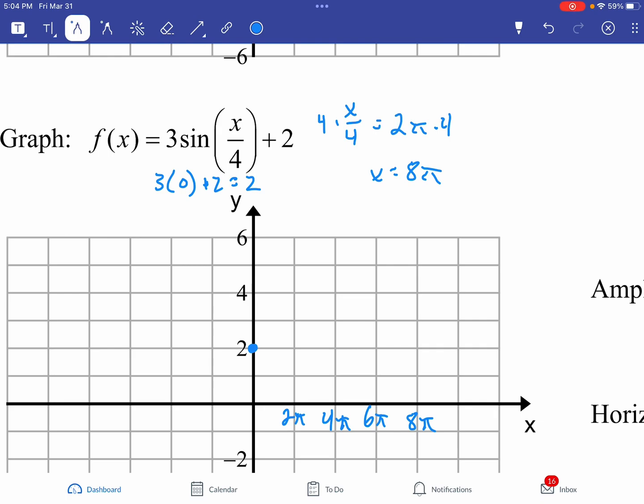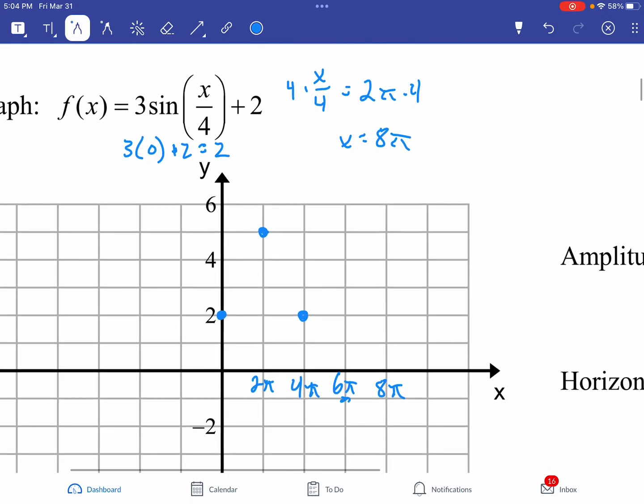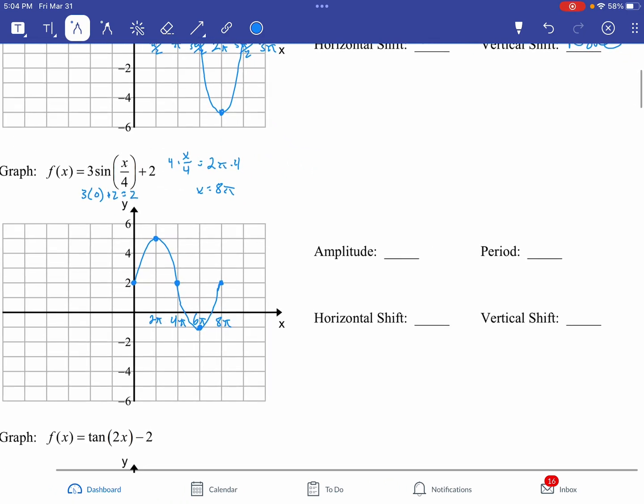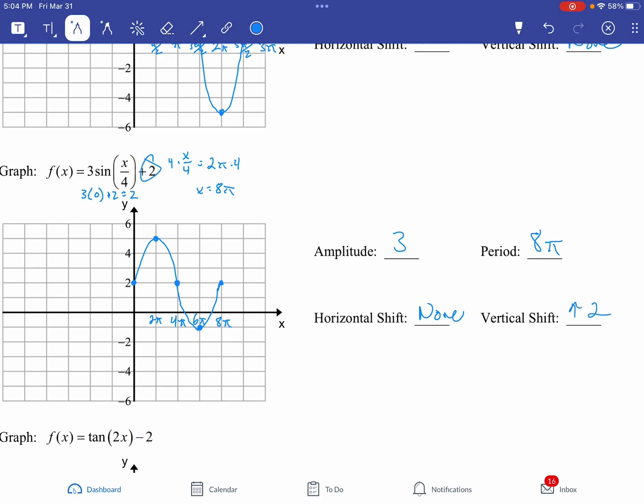My amplitude is 3, so I'm going to go up by 3. 1, 2, 3. I'm going to go down by 3. Down by 3 more, and then up by 3, and then there's my graph. There you go. Over here, my amplitude is 3. My period is now 8 pi. I didn't have a horizontal shift. My vertical shift was the plus 2 on the end. I'm going to go up by 2.